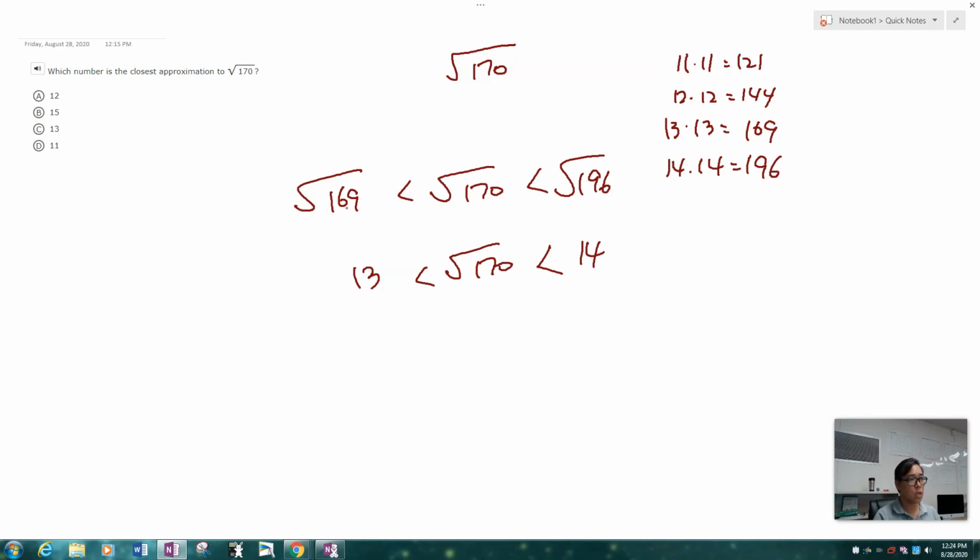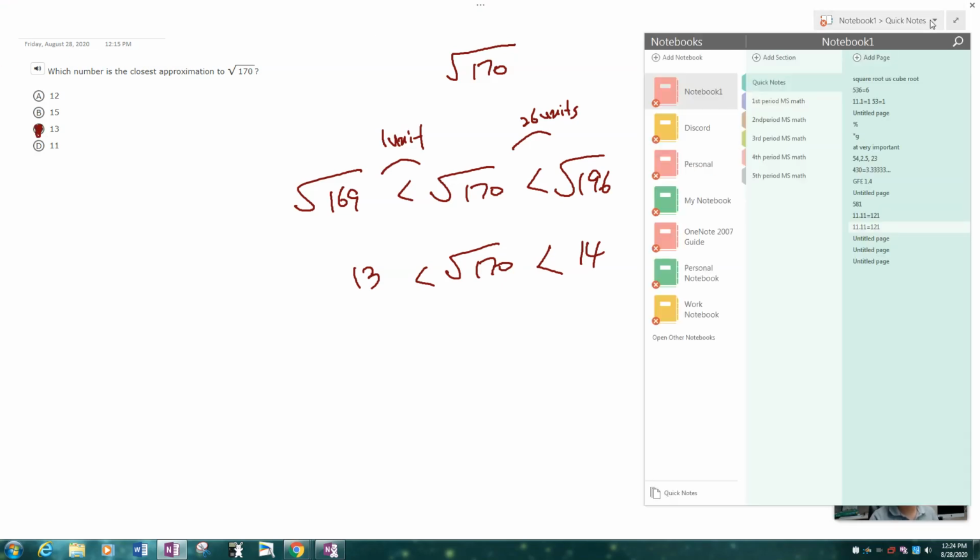169 and 170 are 1 unit away, whereas if I subtract 196 minus 170, that's 26 units. So from here to here is 26 units, and 169 and 170 is 1 unit. So definitely the square root of 170 is closer to 13. So where's the 13? 13 right here. Hey, that was good. Moving on to the next.